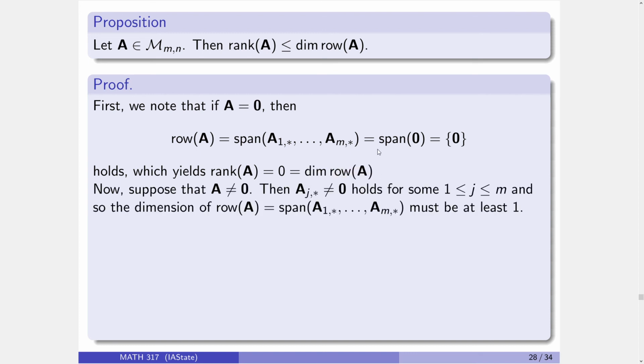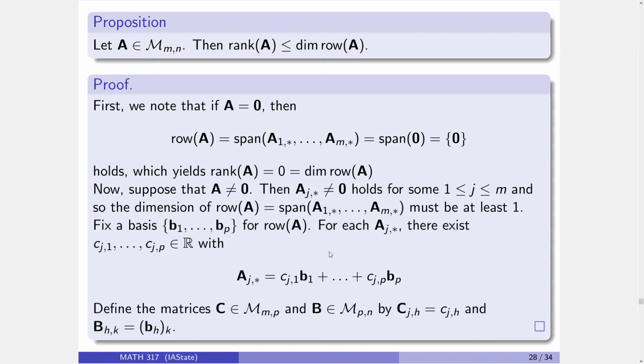All right, the more interesting case is when A is not equal to 0. Then there's some row that's non-zero, so the dimension of the row space is at least 1. Lock down a basis for this thing. That means that for each element of the row space, I can find a collection of scalars so that the jth row is a linear combination of these things. The row space is the span of the rows, so each one of these is in the row space. This is a basis for the row space, so each one of these is a linear combination thereof.